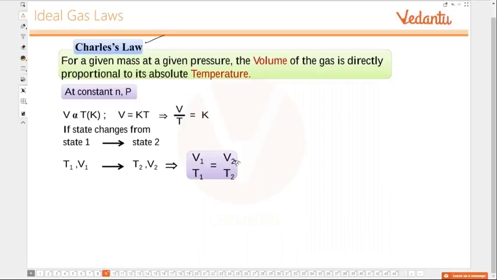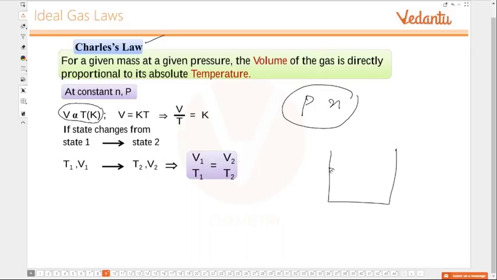In this case, this is a relationship between volume and temperature. So naturally, pressure and number of moles must remain constant. This is our day-to-day experience. You must have seen water boiling, and there is a lid on it. Then the lid is pushed and comes out. You must have observed this, isn't it? Because it is open to atmospheric pressure, pressure remains constant there. So as you increase the temperature, volume also increases. That is the direct relationship between volume and temperature.